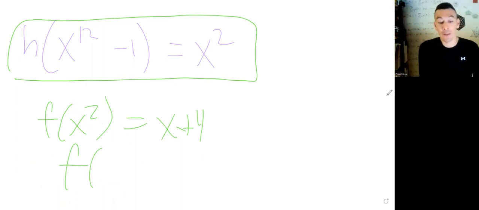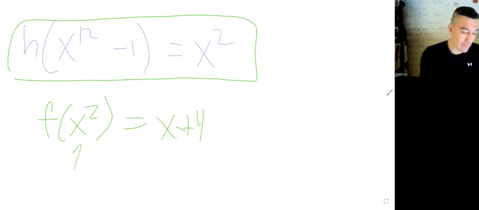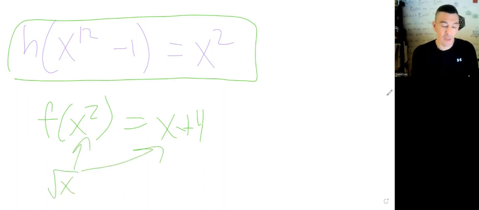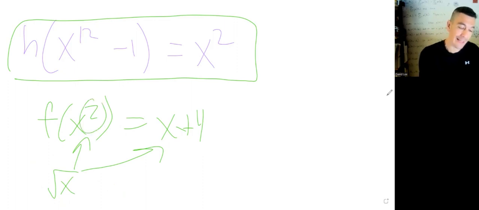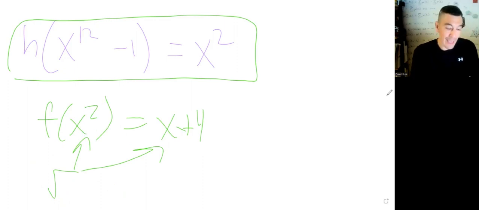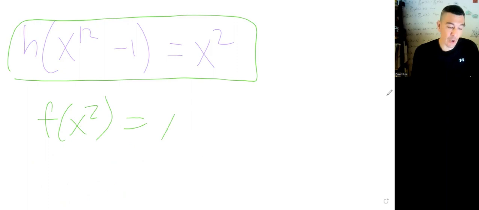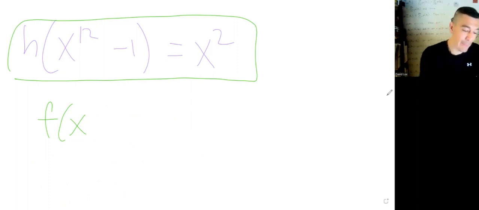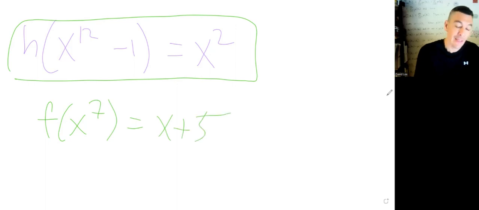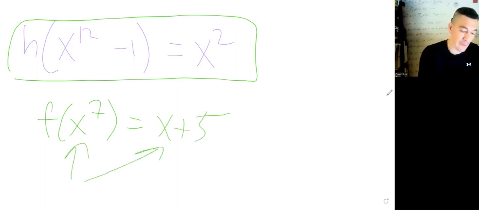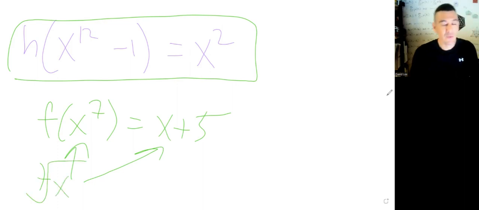So in this situation here, the thing that we should plug into both of these x's would be the square root of x, because the square root would knock out the square. You see that? And in general, what if you had, let's say, x to the power of 7 equals x plus 5 or something? In this case, what would you plug in for the x to get rid of the 7? You would plug in the 7th root of x, and so on and so forth.